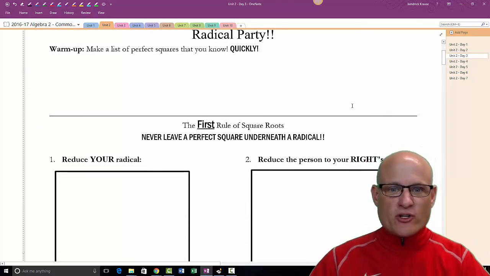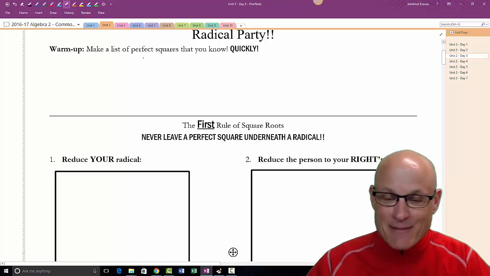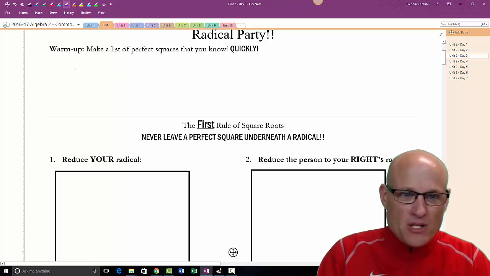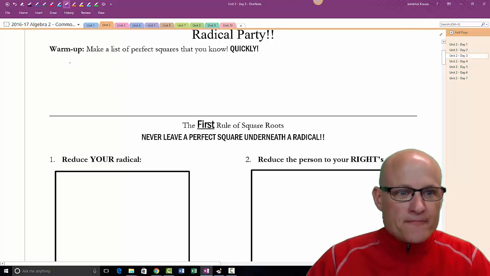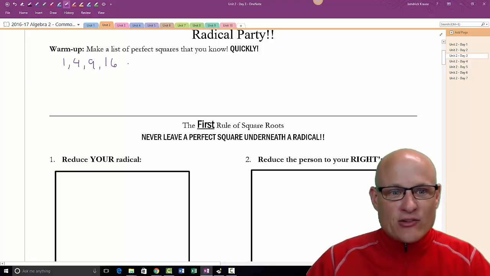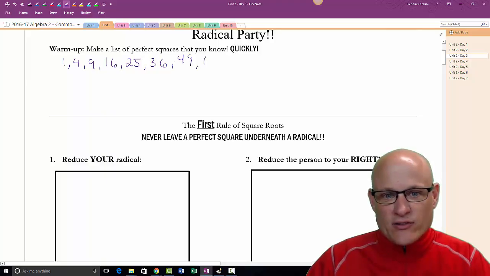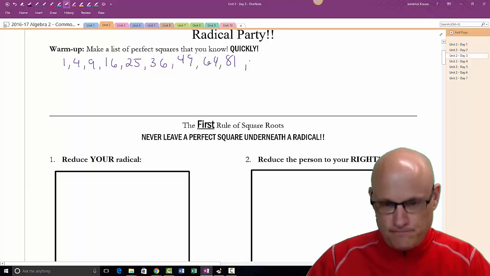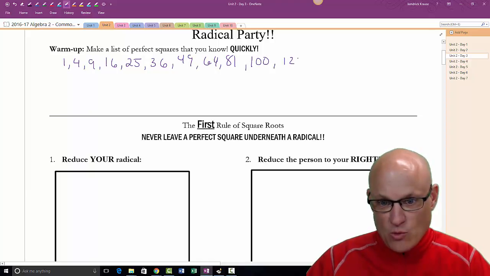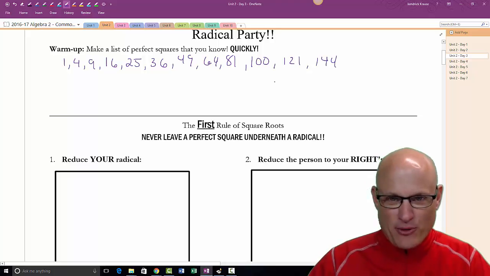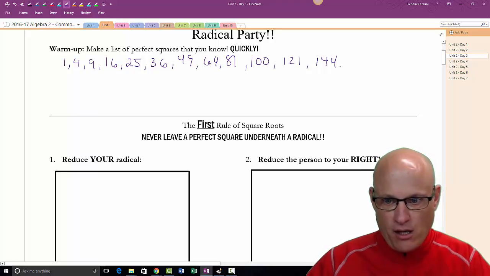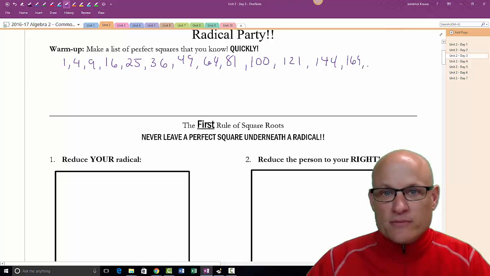Make a list of the perfect squares that you know quickly. Now, I'm going to list all the ones I think you should know. The list of perfect squares: 1, 4, 9, 16, 25, 36, 49, 64, 81, 100, 121, 144, and then everybody pretty much stops there. Like, 169, that's 14 squared. No, that's 13 squared. 14 squared is 196, and then 225.